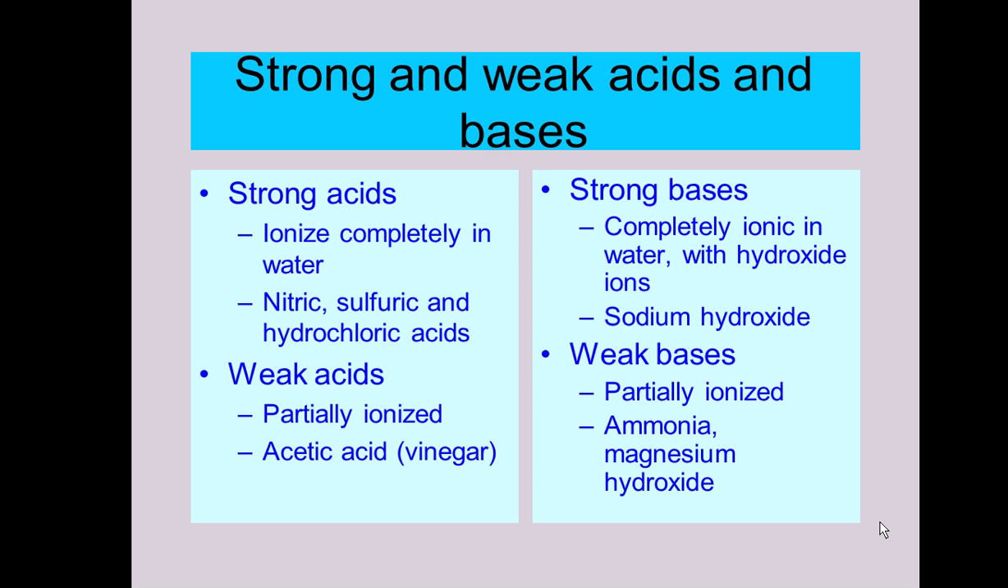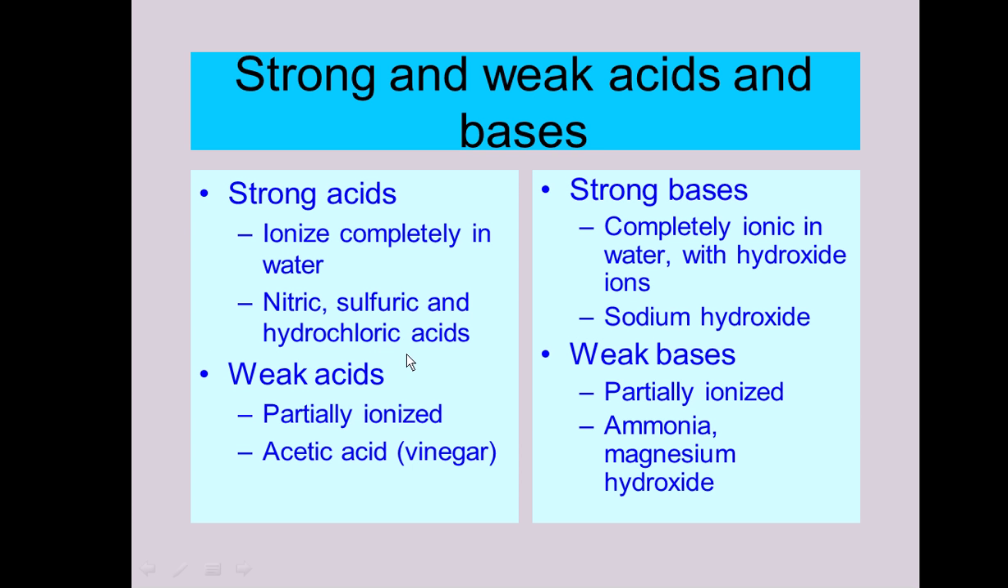Now what is a strong acid and what is a weak acid? A strong acid is an acid which will ionize completely in water. If you add a strong acid into water, it is going to ionize completely. Now what do you mean by ionize? Ionize means it's going to break down completely. And when an acid breaks down, what does it give? An acid is a hydrogen ion or proton donor. So when a strong acid ionizes in water, it gives hydrogen ions. Examples of strong acids are nitric acid, sulfuric acid, or hydrochloric acid.